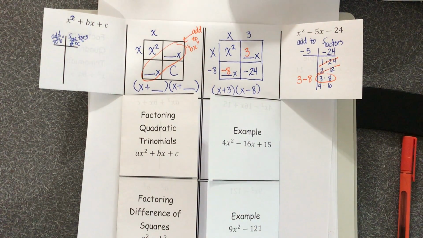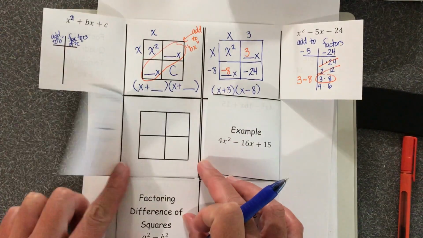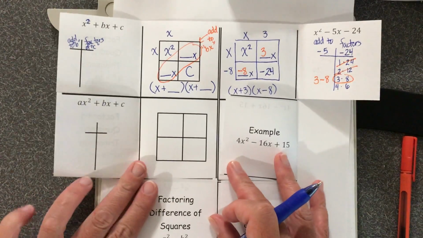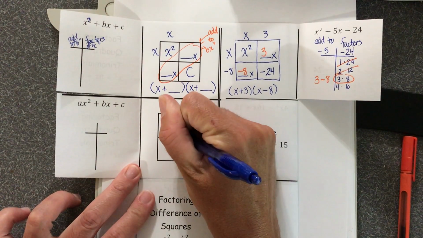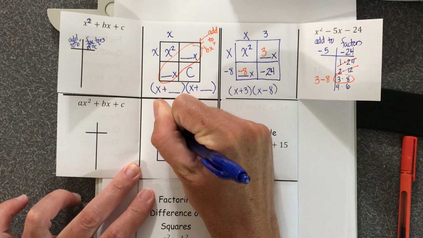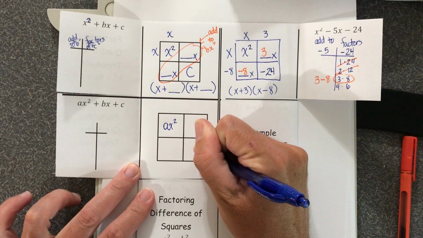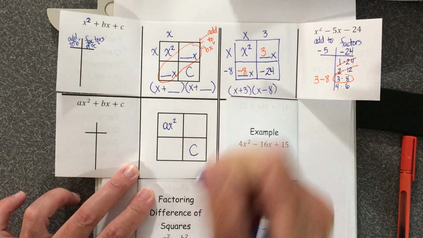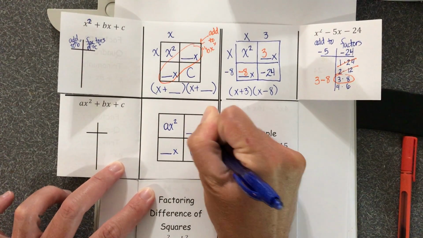We're factoring quadratic trinomials in the form ax squared plus bx plus c. Or in other words, whenever we have a leading coefficient. So again, not a lot is going to change, but we're still going to put our first term here, but instead of it being x squared, it's ax squared. And our constant, or our last term, is going to go here, which is our c. And these two are still our linear terms.